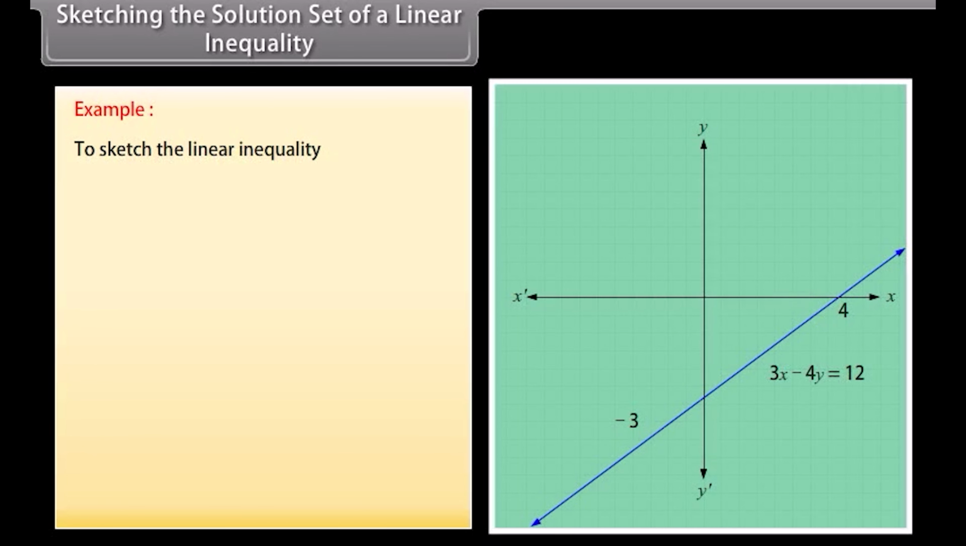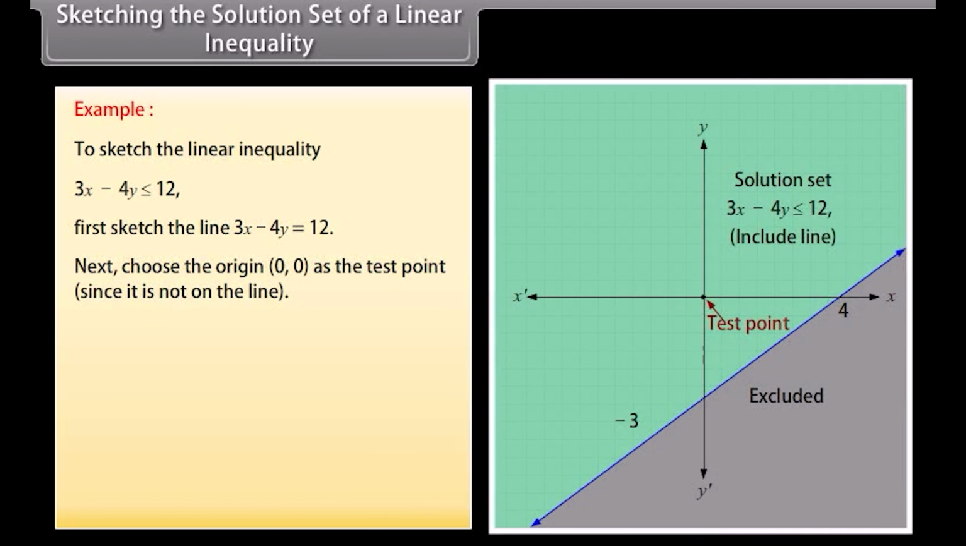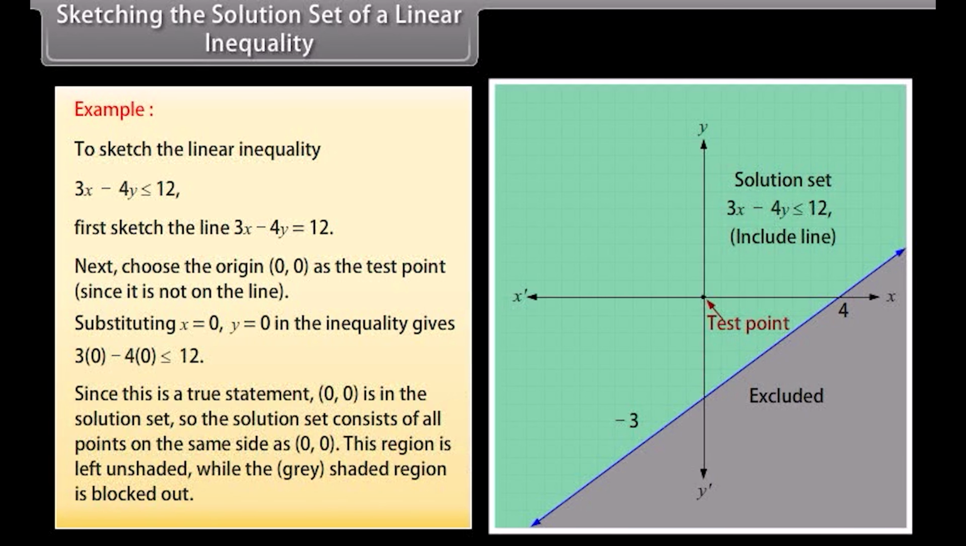Example. To sketch the linear inequality 3x minus 4y is smaller than or equal to 12, first sketch the line 3x minus 4y equals 12. Next, choose the origin 0, 0 as the test point since it is not on the line. Substituting x as 0, y as 0 in the inequality gives 3(0) minus 4(0) is smaller than or equal to 12. Since this is a true statement, 0, 0 is in the solution set, so the solution set consists of all points on the same side as 0, 0. This region is left unshaded, while the gray shaded region is blocked out.